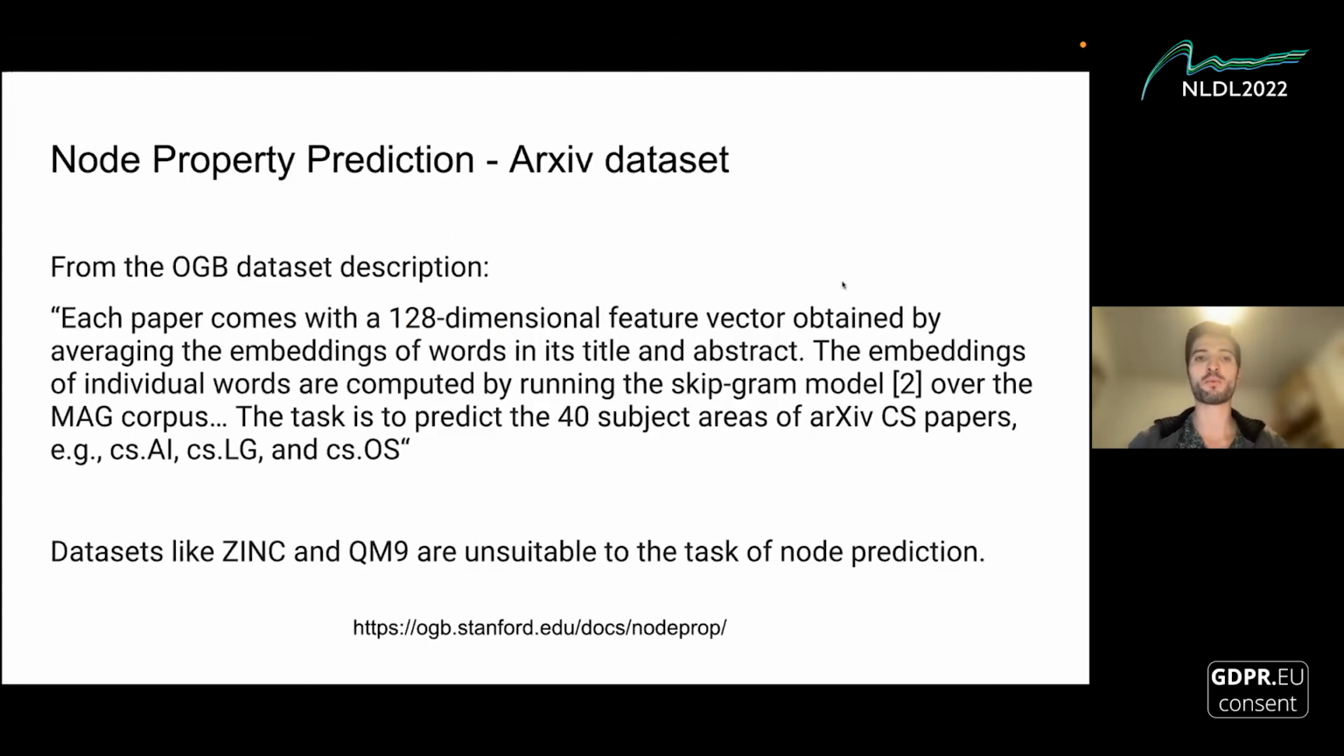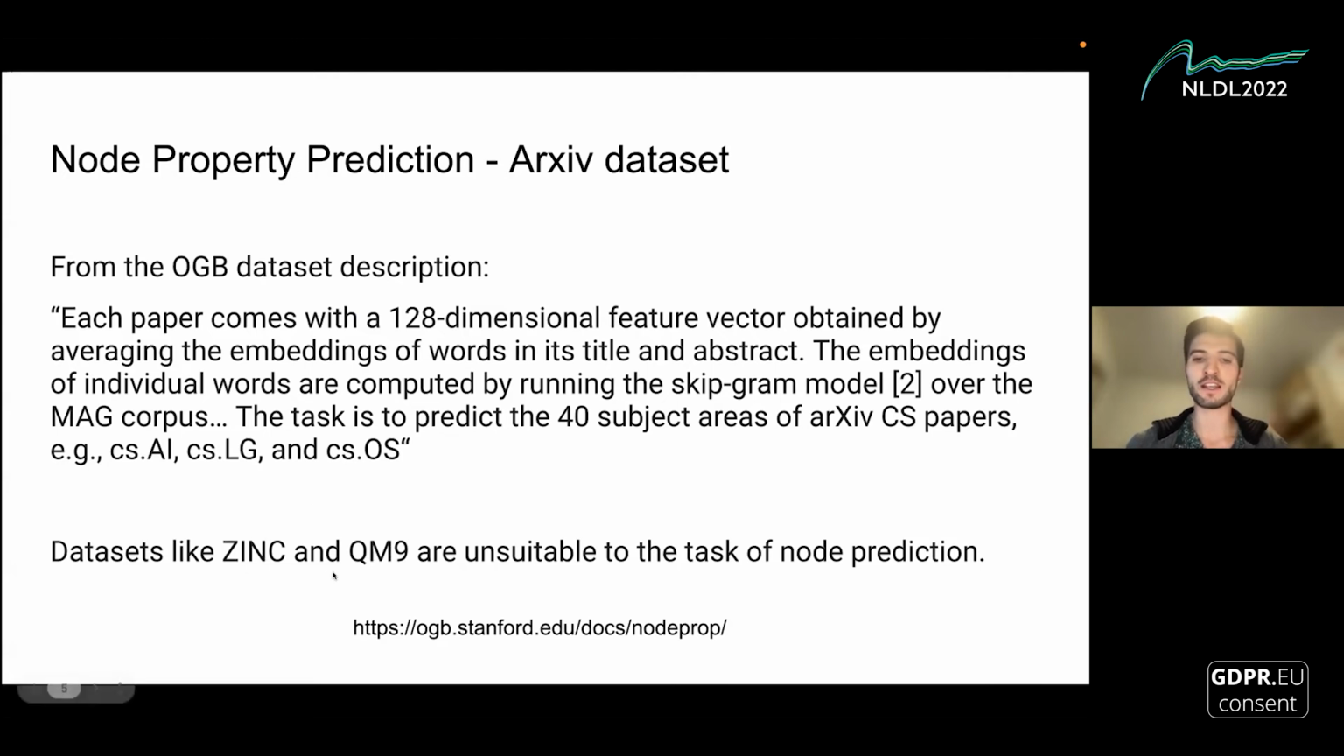So we're looking at the node property prediction, and then we're also looking at the arXiv data set. So the arXiv data set, you have a graph where each node is an article, and the feature vector is obtained by running a skipgram model, and you get features this way. And there are 40 subject classes to predict these papers into.